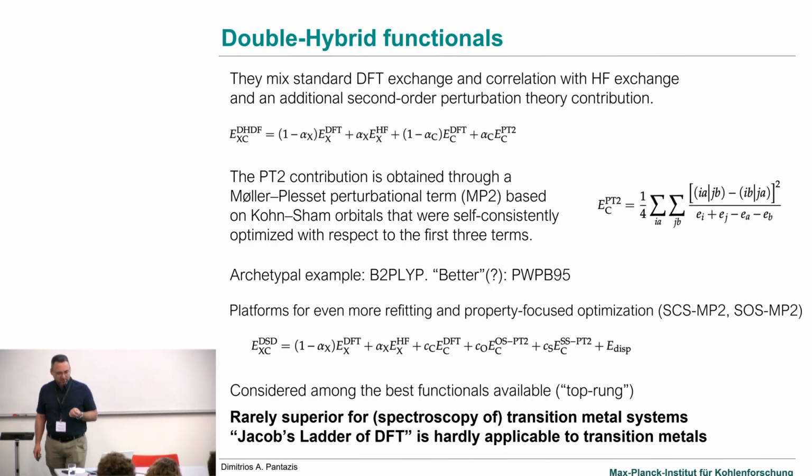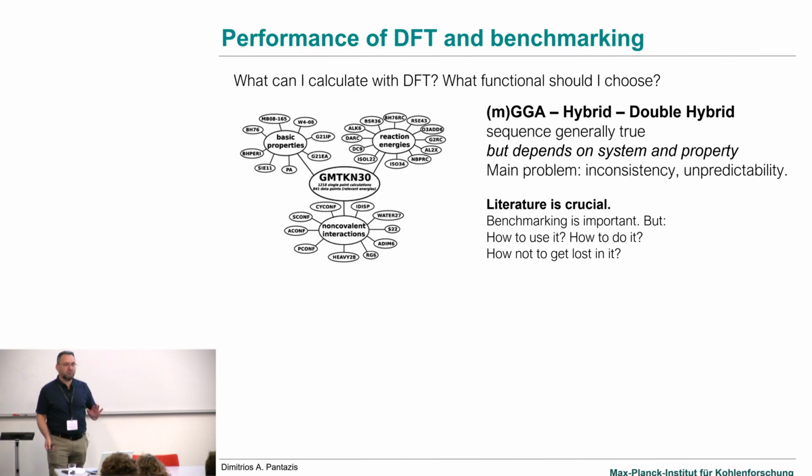So the Jacob's ladder of DFT is hardly applicable to transition metals, to open shell systems, and it's practically not a good guide for spectroscopy. So for example, double hybrid functionals are very, very bad for many transition metal systems, especially open shell transition metal systems. They're very bad for spin state energetics. They're very, very, very bad for most spectroscopies. So that's not their fault. Maybe in principle they could be better, but what is available right now has a problem with transition metals, and that also is relevant for benchmarking that you will find.